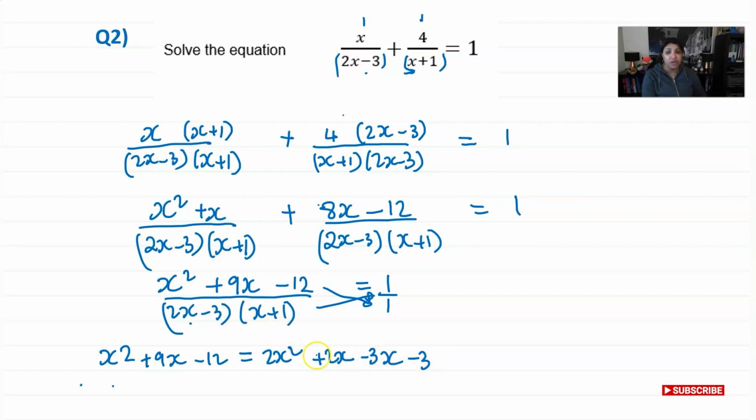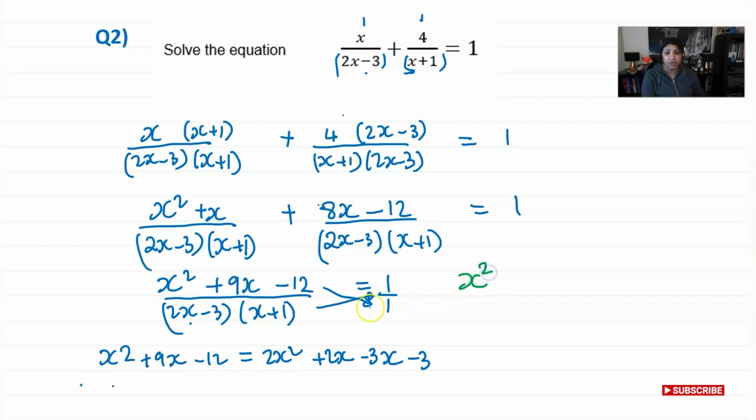So all you have to do now, you can see you've got a quadratic equation. You just need to rearrange. I'm going to put everything on one side and have 0 on the other side because I have a quadratic equation. So I've got 2x squared and x squared here. I'm going to subtract x squared. So 2x squared take away x squared will give me x squared.